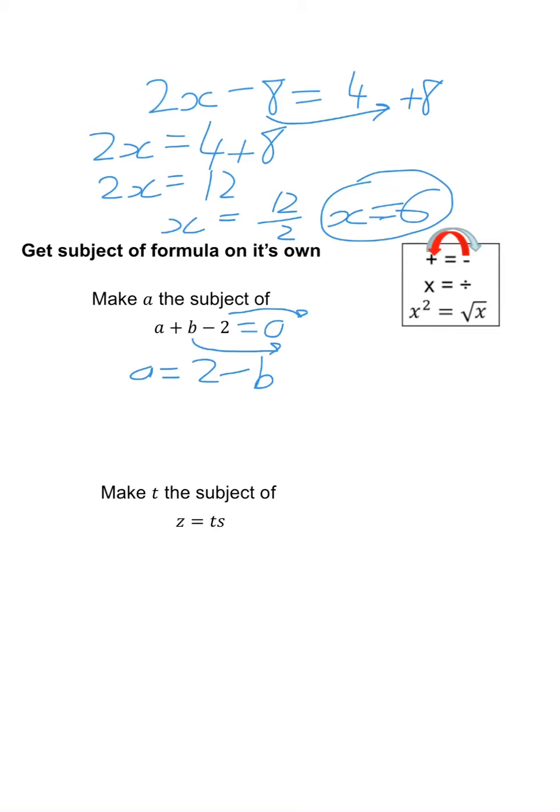The next question then, we need to make t the subject. So that means we need t on its own. So you can see there's an s with it. So let's bring that s to the other side and it'll become divide. So then we have z divided by s equals t. And that's it.